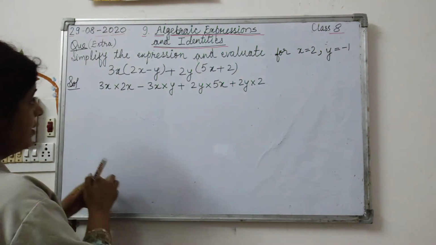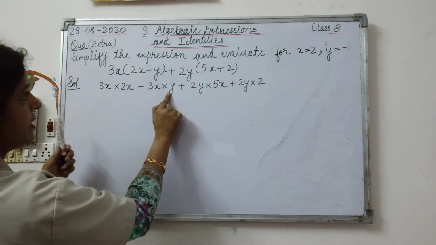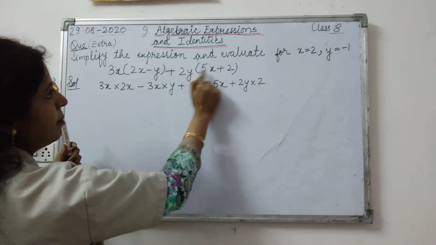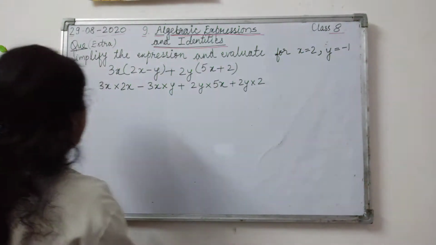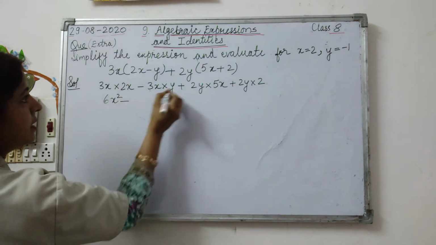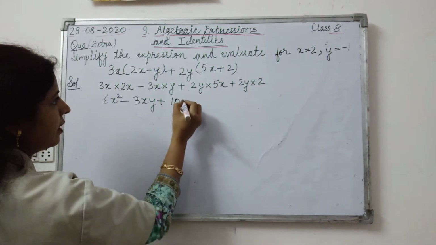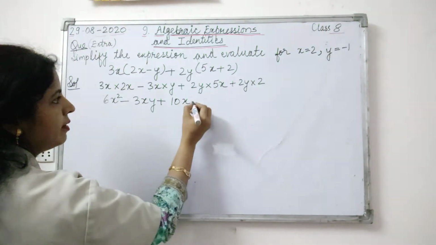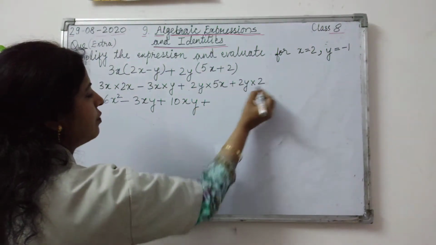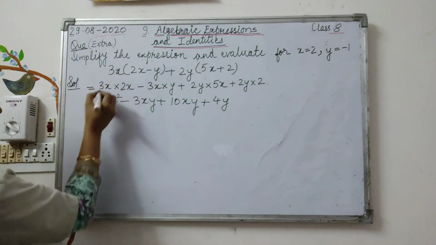So here we will first multiply a monomial by binomial. This is the step I had written: monomial by binomial, 2y multiplied by 5x plus 2y multiplied by x. Now simplifying it, 3 2s are 6, 6x square minus 3xy, plus 2 5s are 10, 10yx, which by commutative property we can write as 10xy, plus 2 2s are 4y. This is how we are getting from these steps.